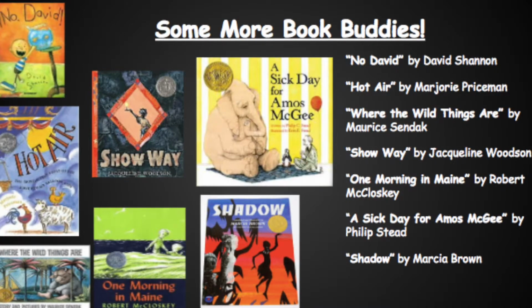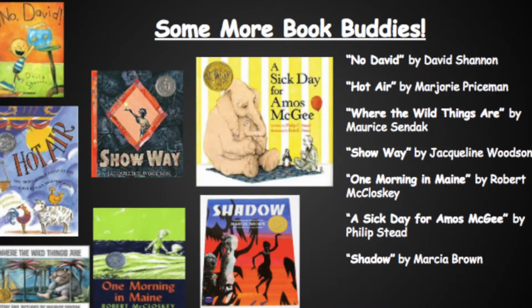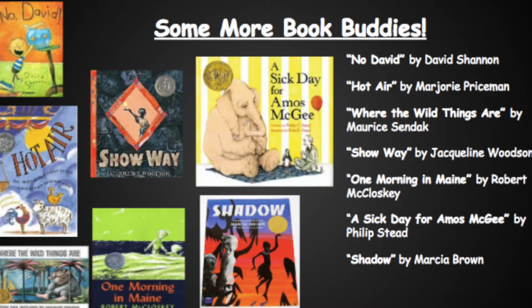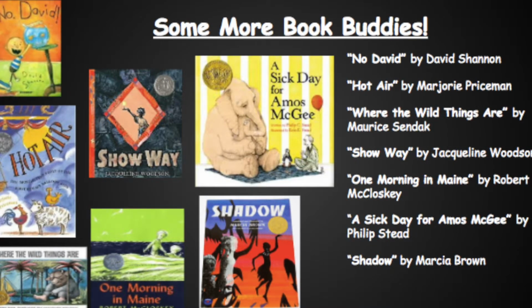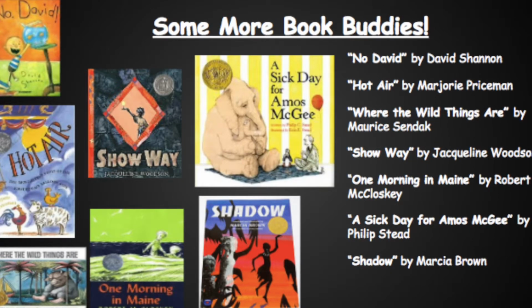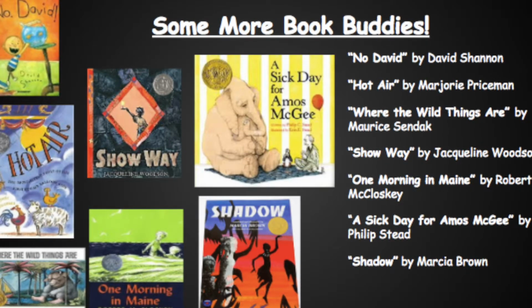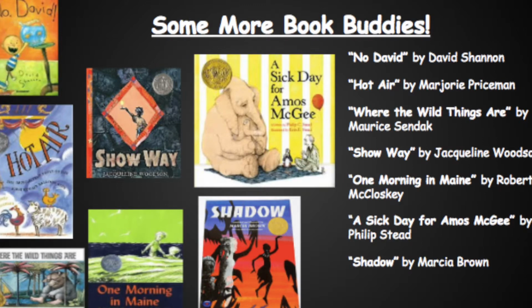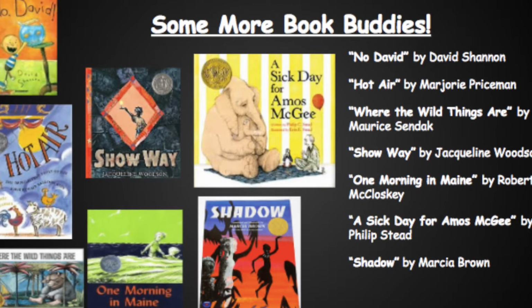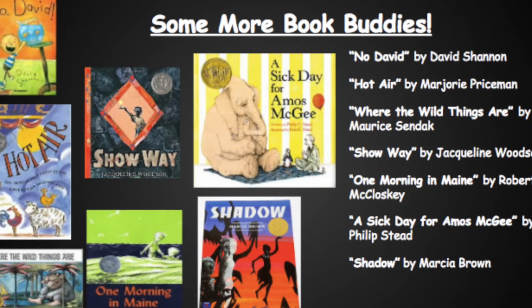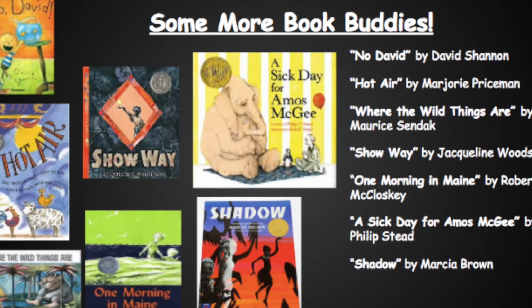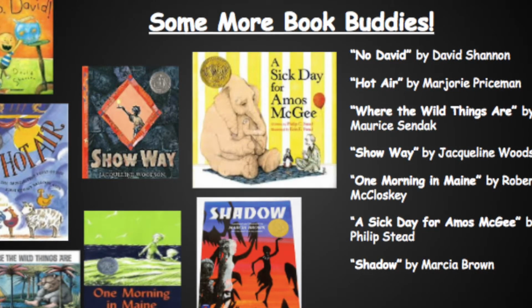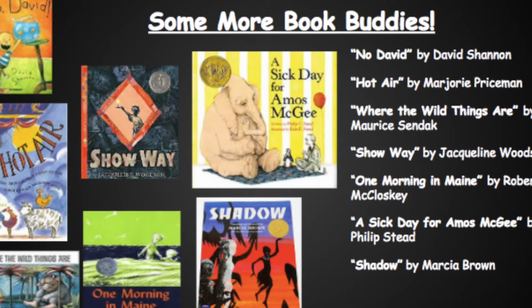The second book, Hot Air, by Marjorie Priceman, is a historical fiction book about the very first hot air balloon ride. This barnyard fiasco of a book is the winner of the Caldecott Honor and one that should be in every classroom. The third book, Show Way, by Jacqueline Woodson, takes the reader back to the depressed time of slavery and the effects that it can have on an entire generation. This moving book about strength is the winner of the Newbery Honor Award.